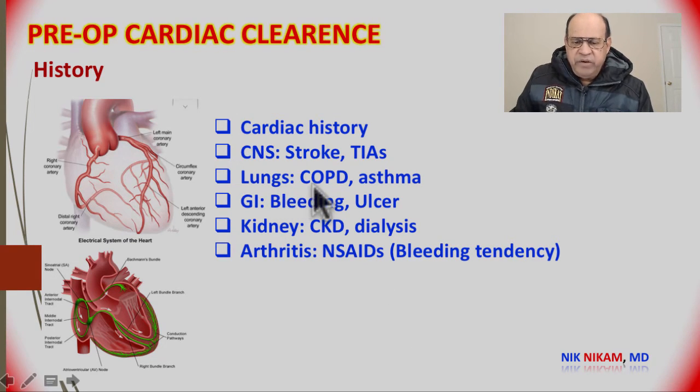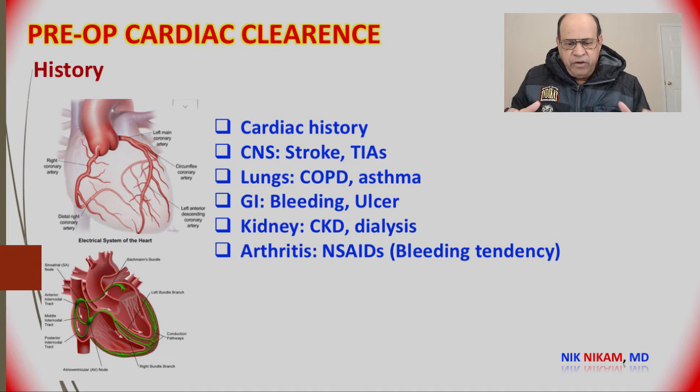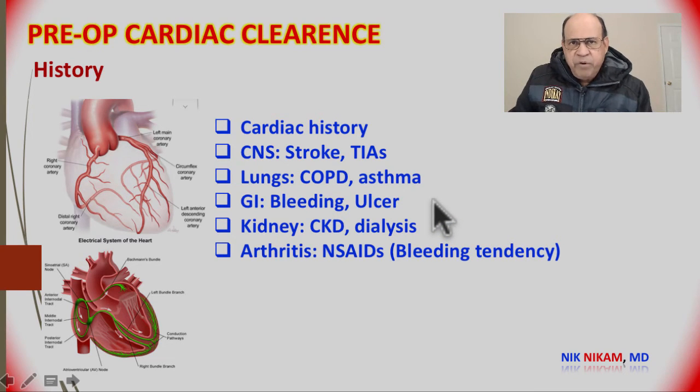Does this patient have chronic obstructive pulmonary disease or asthma, which can make cardiovascular symptoms worse and put undue burden on the cardiovascular system in the perioperative phase? Is there a history of GI bleeding or ulcer or polyps, which can pose problems in terms of bleeding in the perioperative phase, which can exacerbate cardiac symptoms.